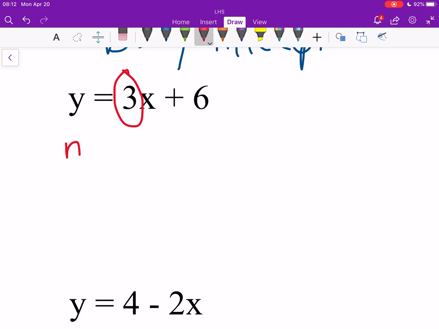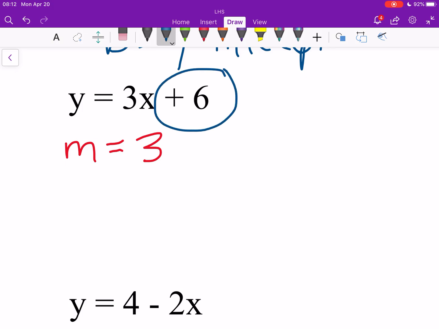So in this case, my slope is 3, and then the y-intercept is the number that's just by itself. I know sometimes I say hanging out at the end. As we'll see in a few examples, it doesn't always just hang out at the end. But the y-intercept is the number that's just by itself, okay? So I'm going to say b, the y-intercept, equals 6.